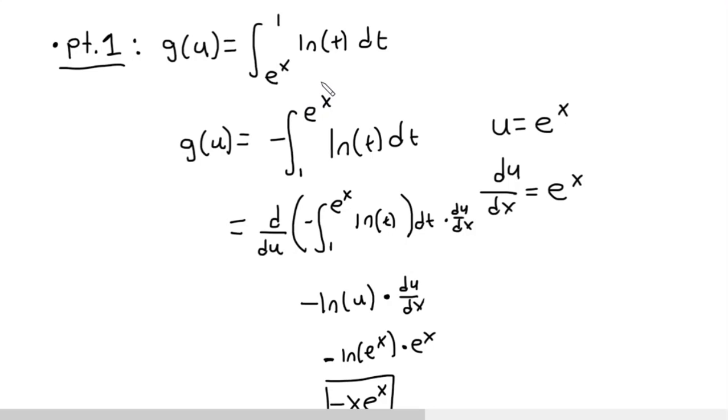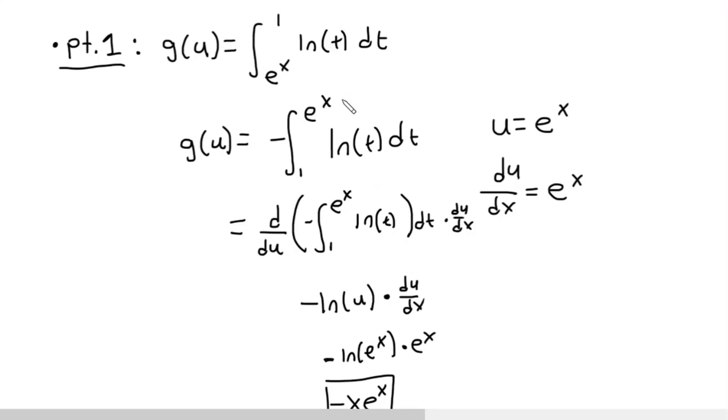If you're given a limit of integration that's in terms of x, you always make sure that's at the top. If it's already at the bottom, then you bring it to the top, you add the negative out front. Then you let u equal your upper limit of integration. In this case, it's e to the x. You take the derivative of it. And you don't even have to worry about this.